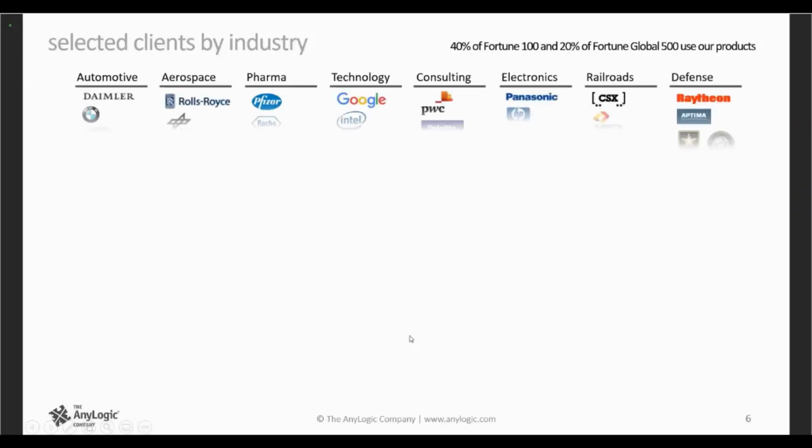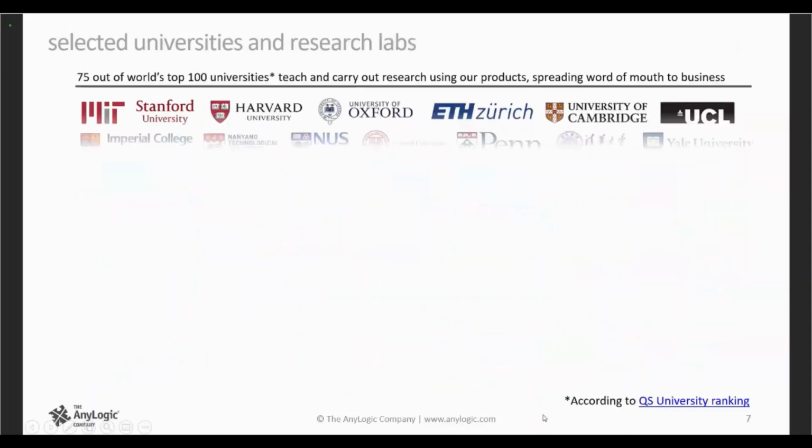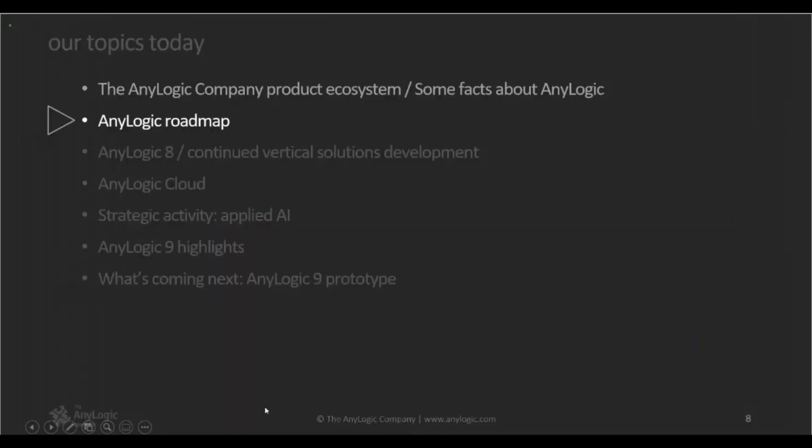And obviously, we are very proud of AnyLogic users. As you can see in this slide, 40% of the Fortune top 100 companies are using AnyLogic, and we're really happy to see these names here. And also 75 out of the top 100 universities in the world teach and carry out research using AnyLogic products, which is obviously very great, and we're really proud of that.